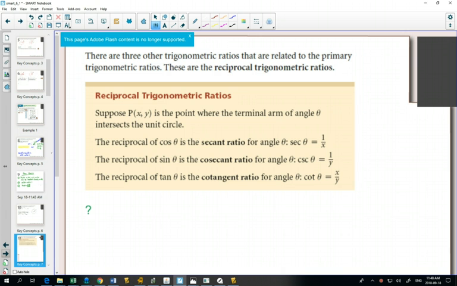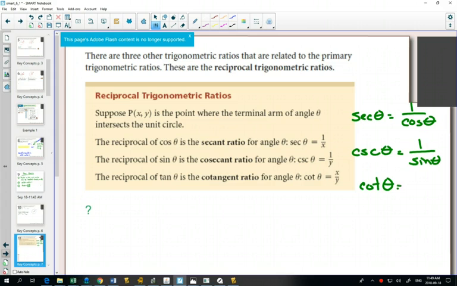So off to the side, it says the reciprocal of cos is secant. So we're going to define secant theta is equal to 1 over cos theta. And since cosecant is the reciprocal of sine, we're going to define cosecant theta as 1 over sine theta. And since cotangent is the reciprocal of tangent, we are going to define cotangent theta as 1 over tangent.